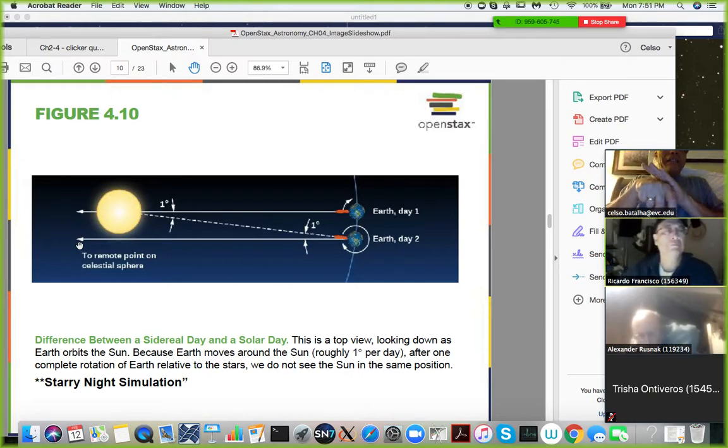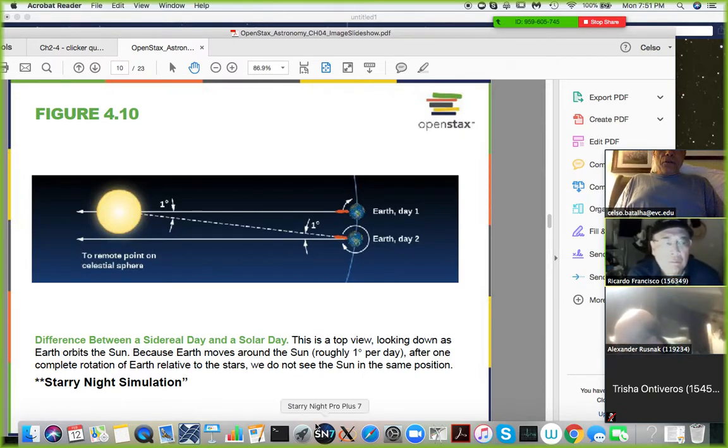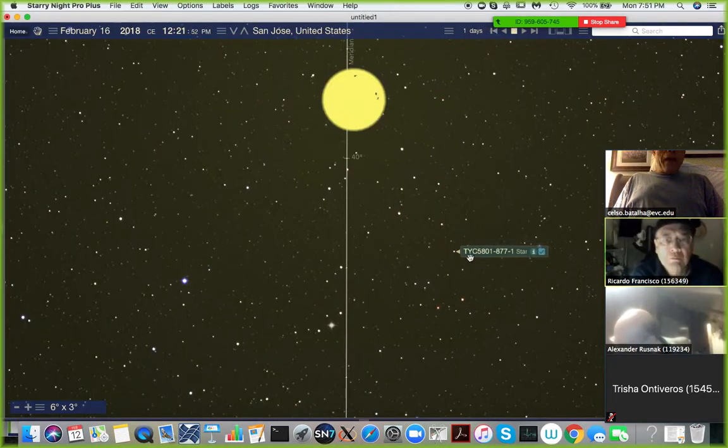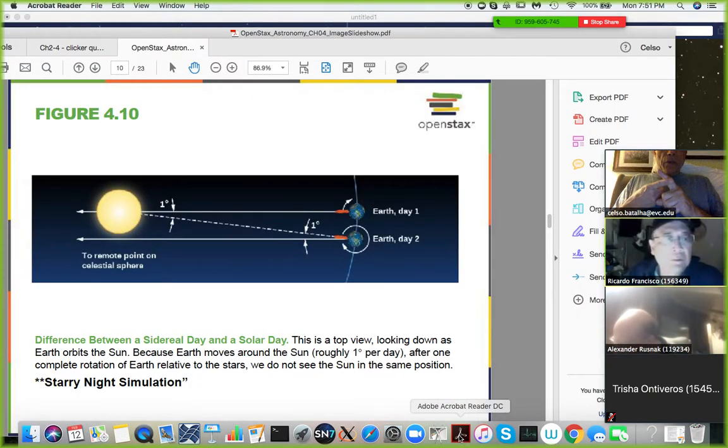So in respect to the sun, in respect to our clock, the stars are moving westward, and that's what Starry Night is showing, right? The star moved towards west. West is to our right-hand side. The stars are moving westward 1 degree every day. So in 2 days, 2 degrees. In a week, 7 degrees. In a month, 30 degrees. In 2 months, 60 degrees. 3 months, 90 degrees, you don't see the star anymore in the sky.